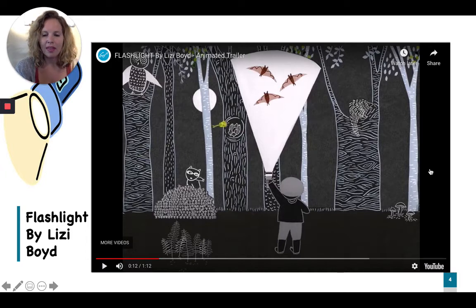I think that this little boy right here is going out into the woods and he's using his flashlight to look for lots of different animals. And I noticed that this picture right here shows that the flashlight is shining a bright white light on these animals. So whoever drew these pictures did a really good job of adding that white light detail to show that this is a flashlight right here. All right, let's keep going and see what happens.